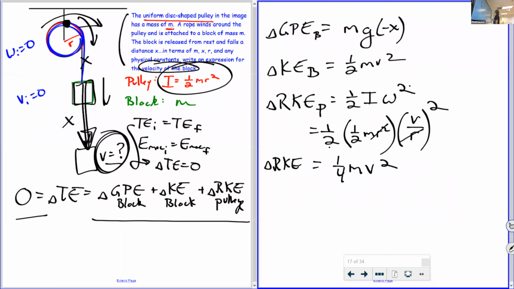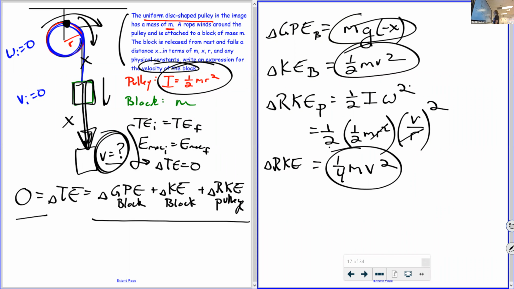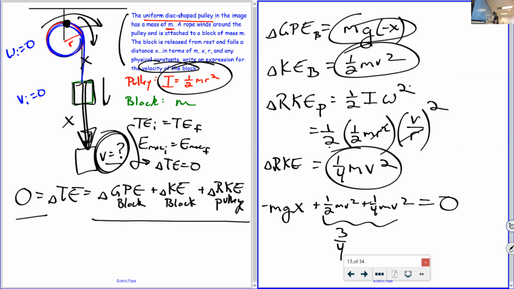So here we go. This and this and this have to add up to 0. So mg times x, but the x is negative, plus 1/2 mv squared, plus 1/4 mv squared has to add up to 0. So this is 3/4 mv squared.